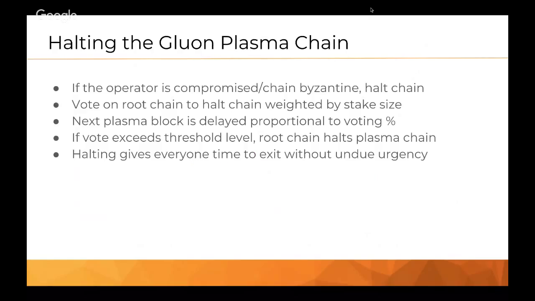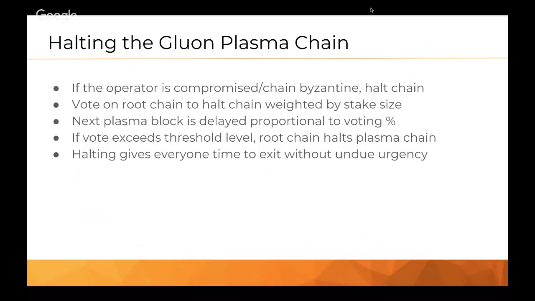So this is the last piece. There is only one problem that you cannot solve with fraud proofs, which is when you don't have data to prove anything. If the operator simply withholds blocks, then there is really nothing else anyone can do except exiting the chain. What we do differently from other Plasma implementations is we believe that if the operator is compromised, there is no point in continuing the chain. So we halt the chain.